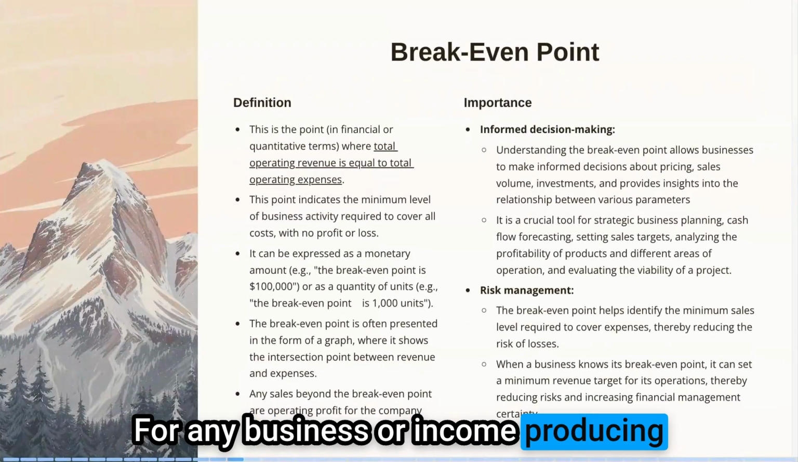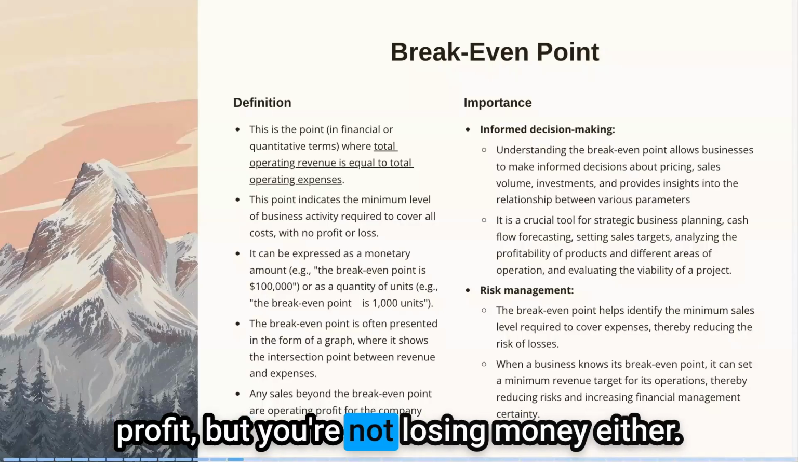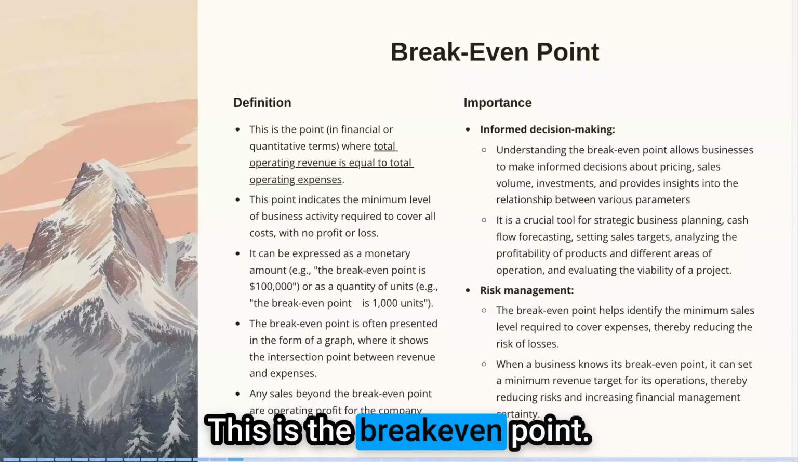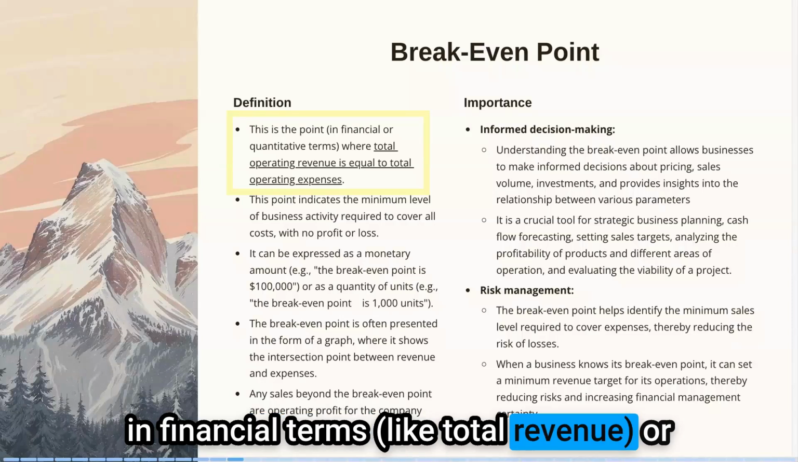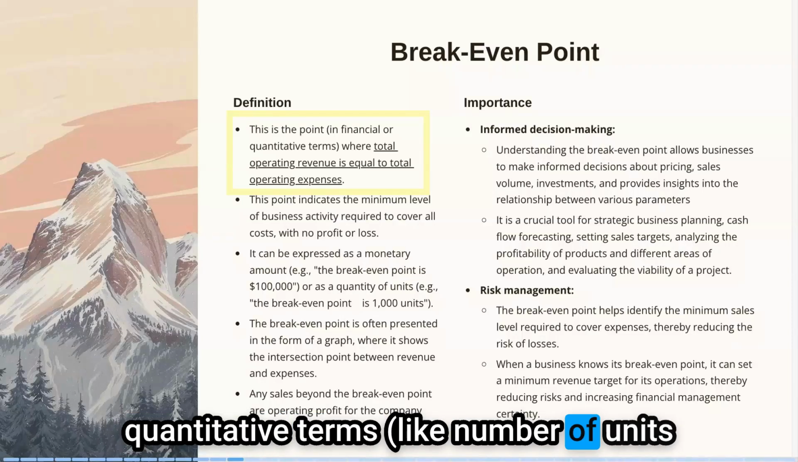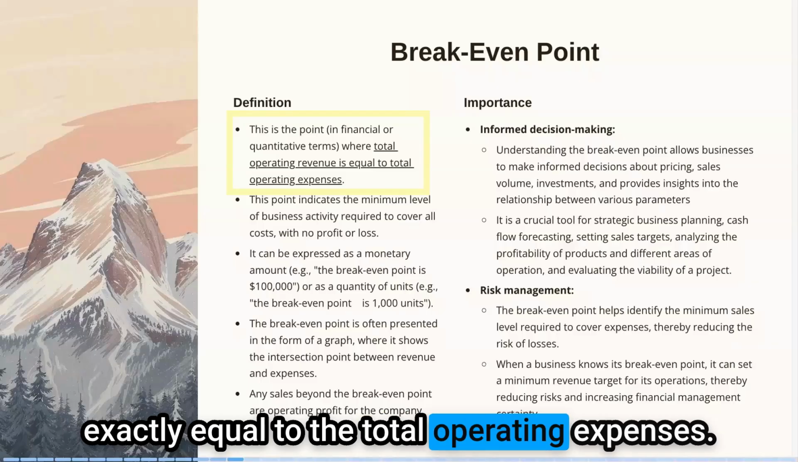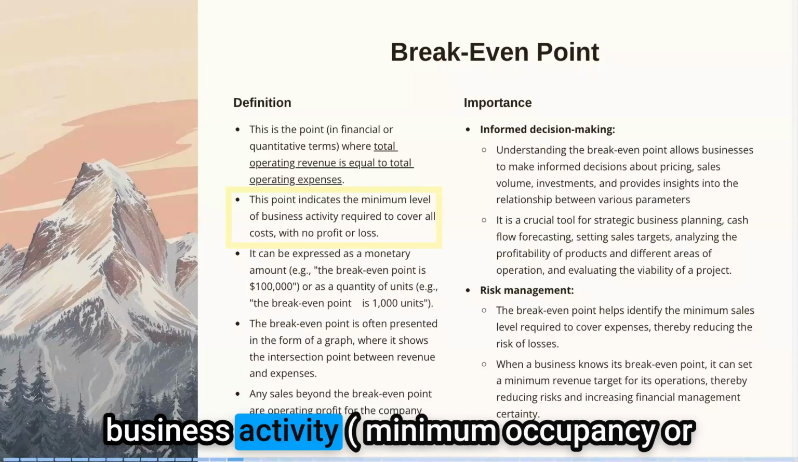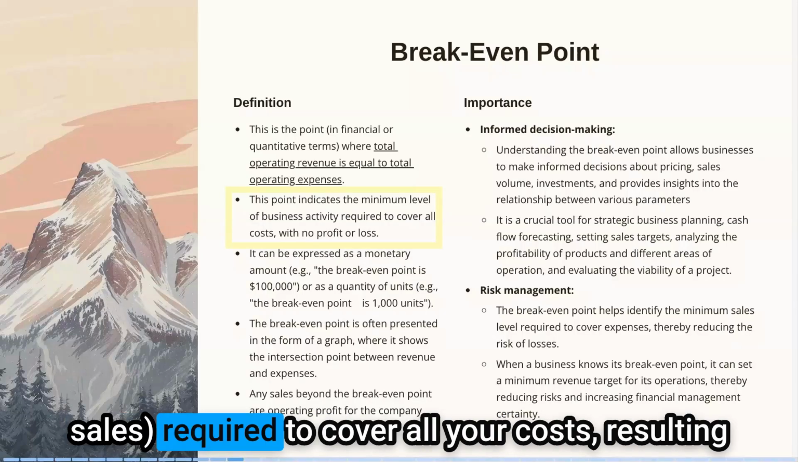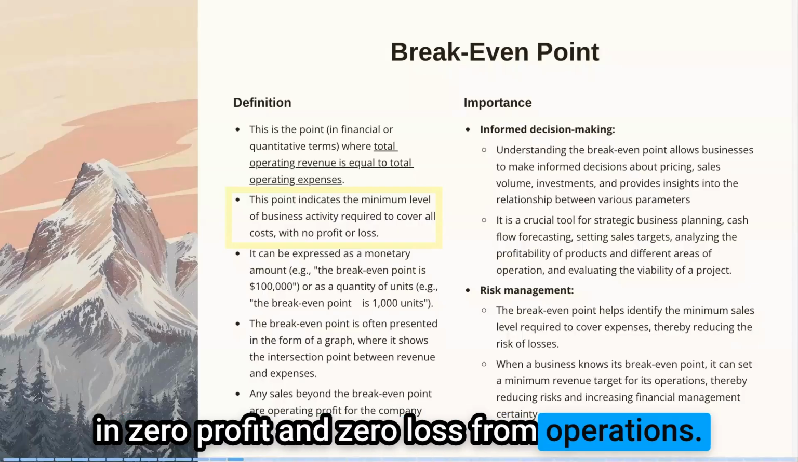For any business or income-producing property, there's a crucial level of operation where you're not making a profit, but you're not losing money either. This is the break even point. The break even point is the point, whether in financial terms, like total revenue, or quantitative terms, like number of units rented, where the total operating revenue is exactly equal to the total operating expenses. This point indicates the minimum level of business activity, minimum occupancy or sales required to cover all your costs, resulting in zero profit and zero loss from operations.